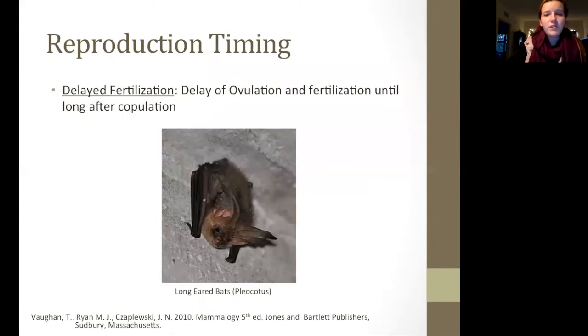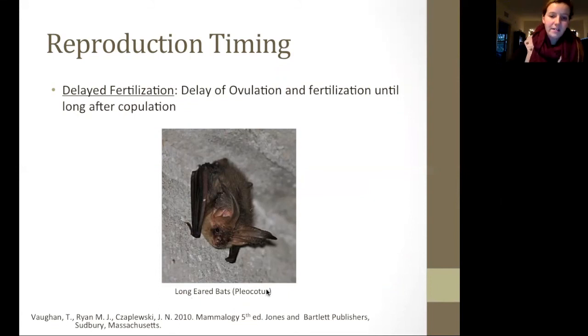So let's talk about reproduction and timing. I find this really fascinating. So let's talk about delayed fertilization. All of these are just a way of pausing reproduction. Males will be able to store sperm within the females long after copulation has occurred. So they can cease this and store it throughout the winter. Then when this dormancy period ends, they can begin the process of fertilization and gestation.